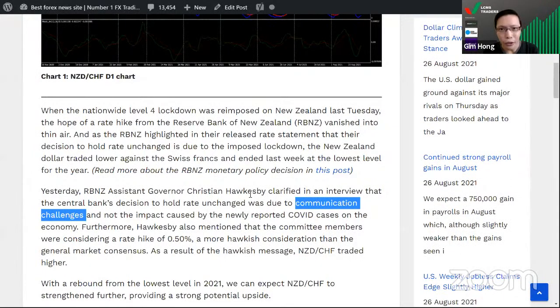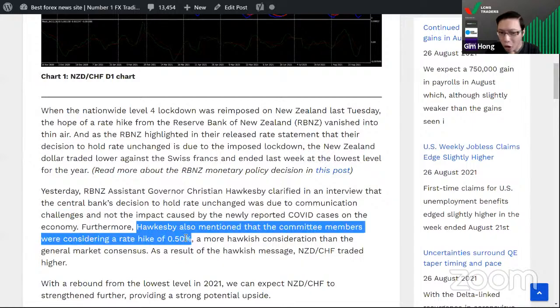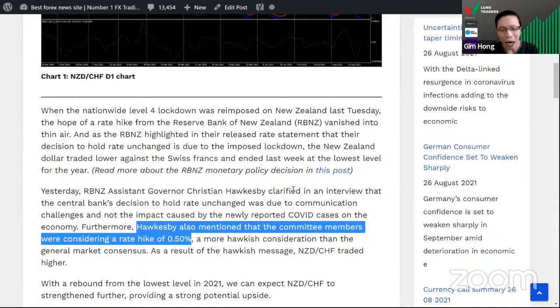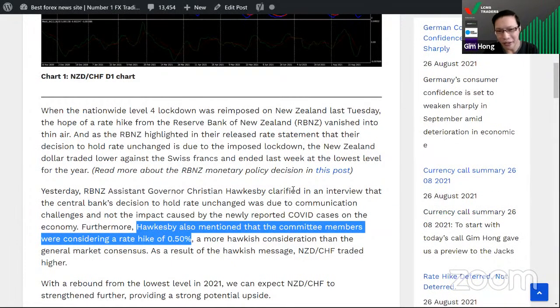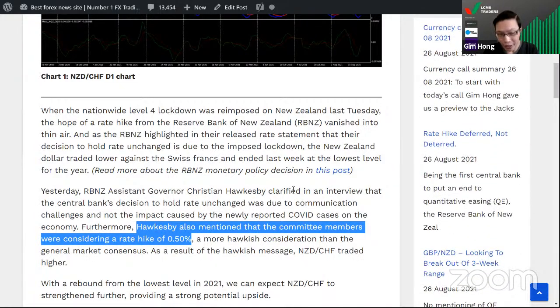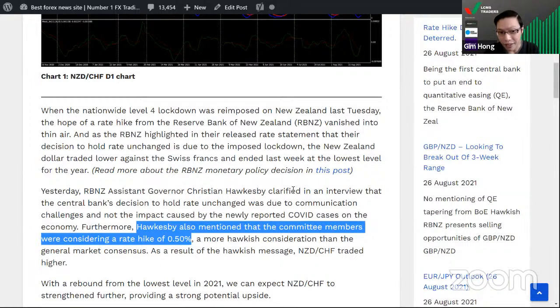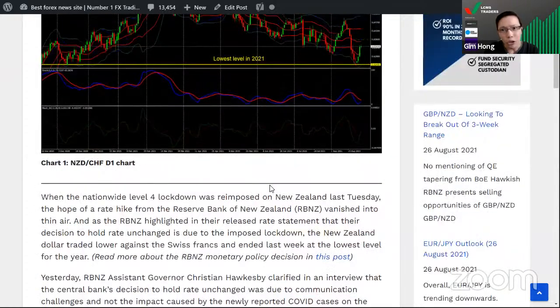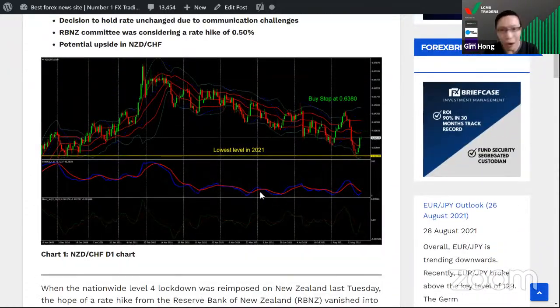Now, to add on to the good news, Hawkesby actually mentioned that the committee members were considering a rate hike of 0.5%. That is really a very hawkish rate hike, I would say, if they were to carry it out last week. So the clarification plus the higher than expected rate hike percentage by the central bank led to a strengthening, well, a rebound, I would say, in the New Zealand dollar.